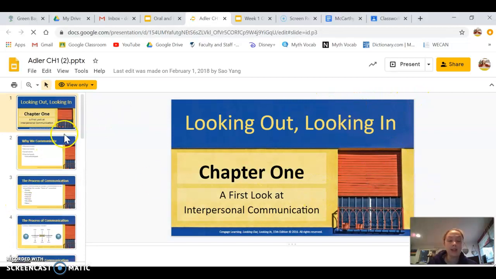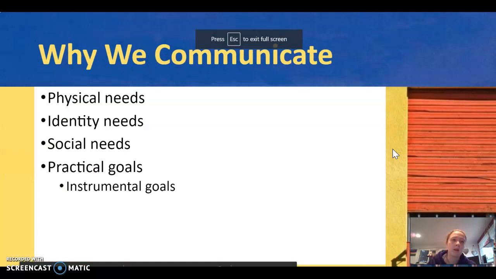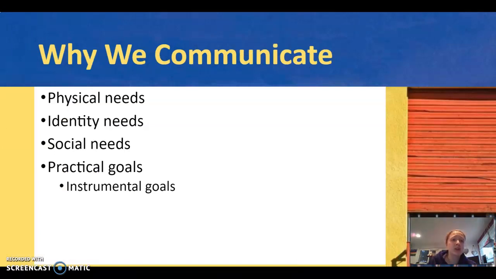So, looking in, looking out. This is a first look at interpersonal communication and what that really means, and what this class therefore really means. So why we communicate is for pretty much 3 different reasons, but also practical goals. But the 3 main needs are the physical needs, the identity needs, and the social needs.